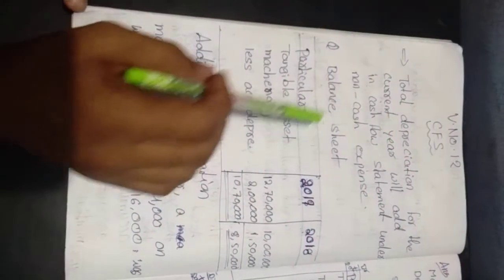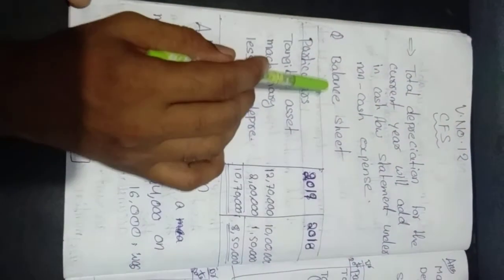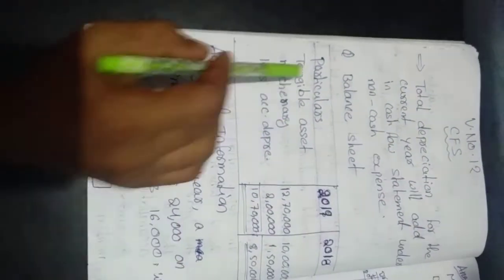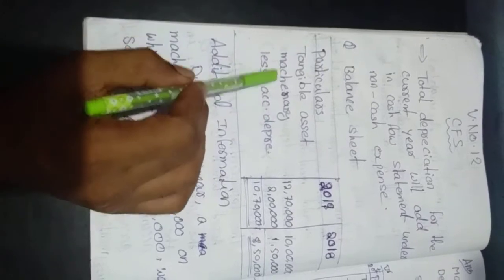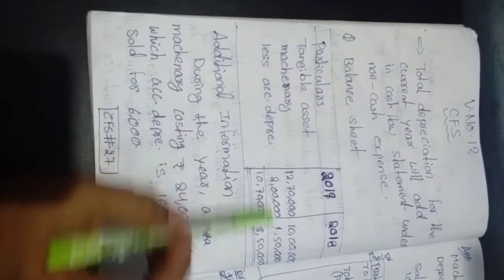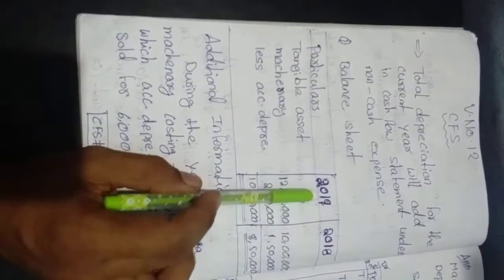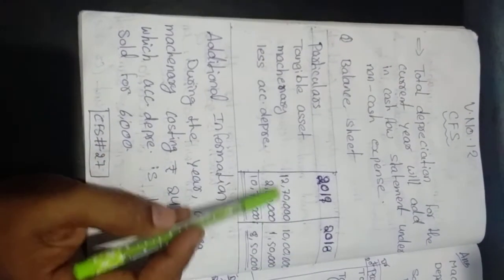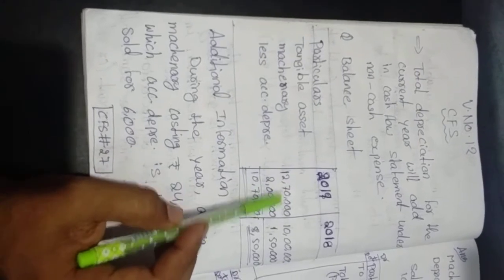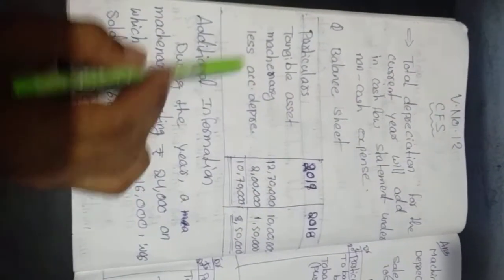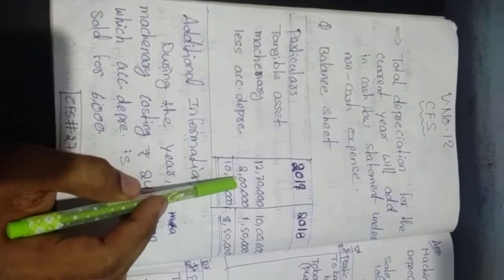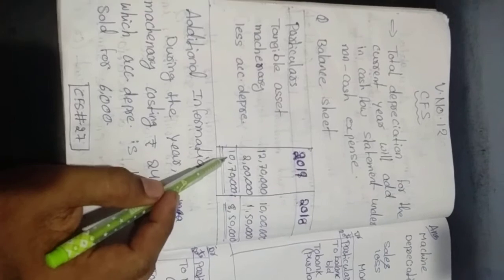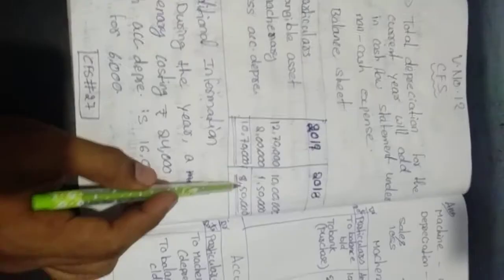So here one question is there. This is part of a balance sheet. You can see tangible asset is given, and machinery amount is there. Two years are given, 1918. Current year and base year amounts are 12 lakh 70,000 and 10 lakh, and depreciation is 2 lakh and 1 lakh 50,000. Total amount after reducing depreciation is given.